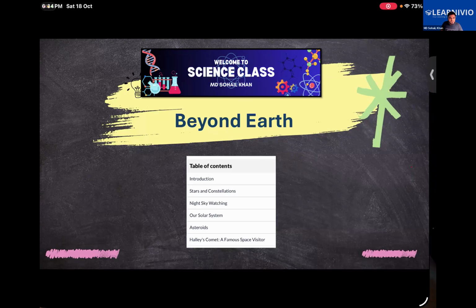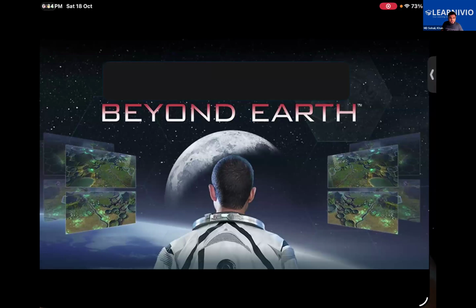We learned about the constellations. They are a group of stars that forms patterns. For example, we had learned about some of the important constellations, like Orion, the Big Dipper, the Little Dipper. So these things we have learned so far in the class.